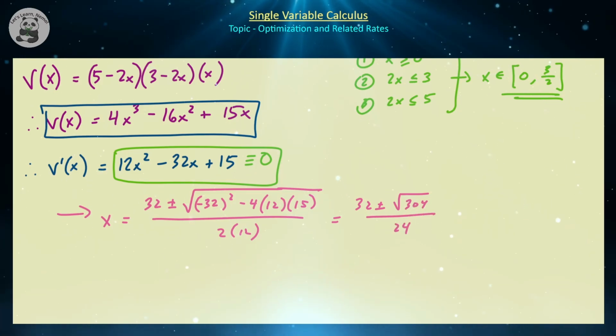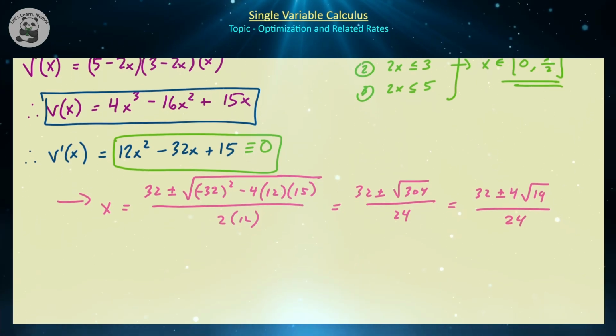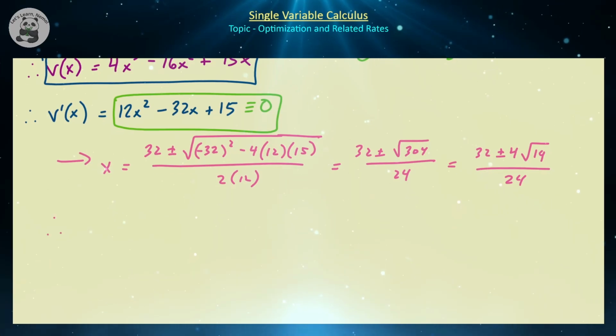You can take out a 4 out of 304, and you're going to be left with, you can take 16 out of 304 actually, whose square root is equal to 4, and that's going to come out to 32 plus or minus 4 square root of 19, all divided by 24. And we know that 4 divides evenly into 32, 4, and 24, so we can definitely simplify this. So we're going to have x is equal to 8 plus or minus the square root of 19 all over 6.